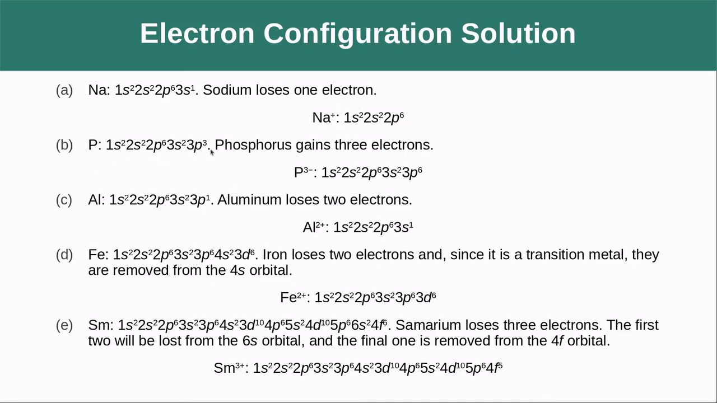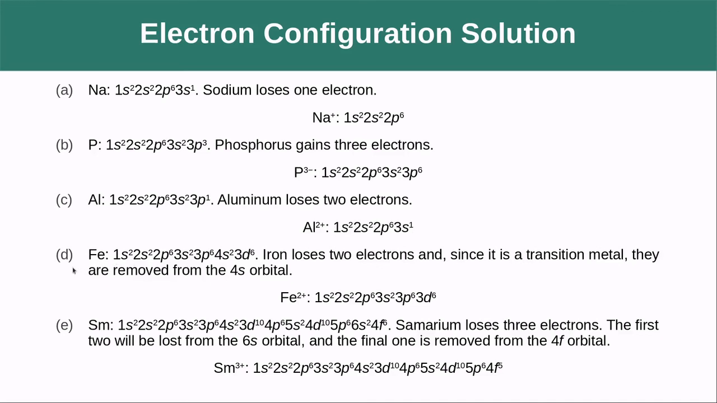Phosphorus is another main group one. If it gains 3 electrons, it's going to go into this 3p orbital right here, and we wind up having 3p6 to indicate the 3 gained electrons. Aluminum, if it loses 2 electrons, this is main group, it's going to first lose this 3p, then it's going to lose a 3s. We wind up getting this electron configuration here.